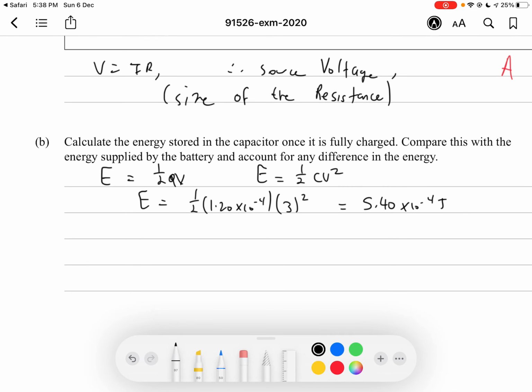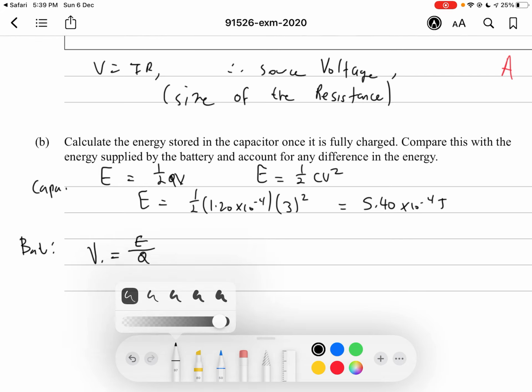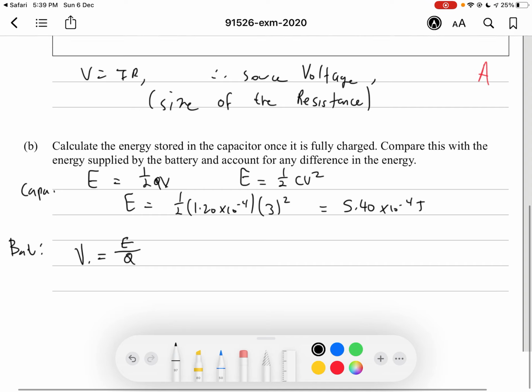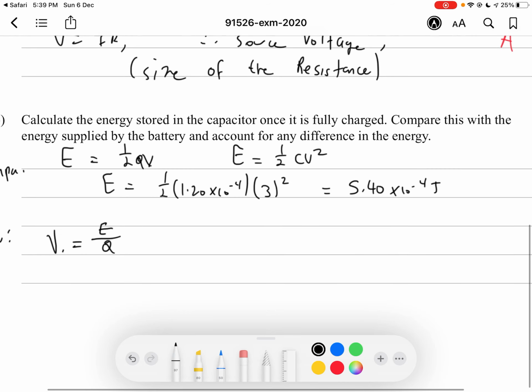So now we need to calculate the energy given by the battery. So first of all, this is capacitor, and this is battery. So we know that the voltage is defined as the energy given to each coulomb of charge. And we want to find out how much charge is given. So we're going to be finding the total amount of charge that's on the capacitor plates.